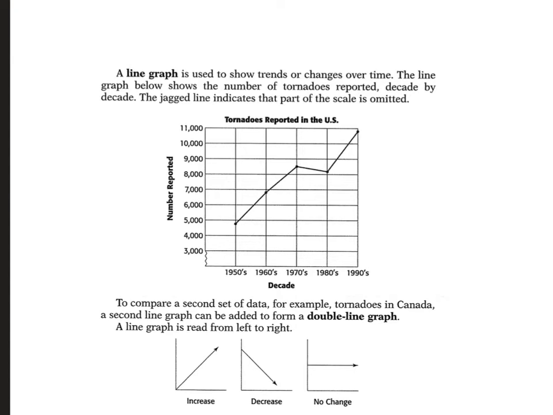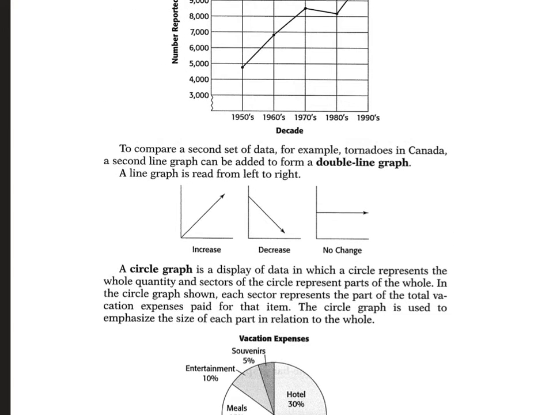A line graph is read from left to right. We have an increase if our line is going from left to right and is rising. We have a decrease if from left to right it is going down, and then no change if it is a horizontal line.